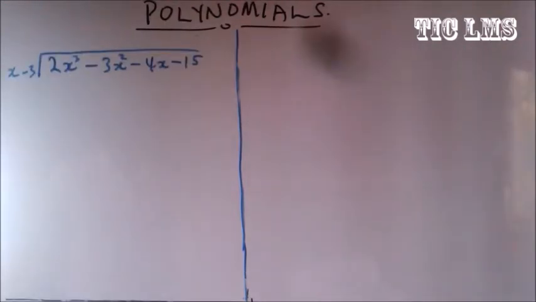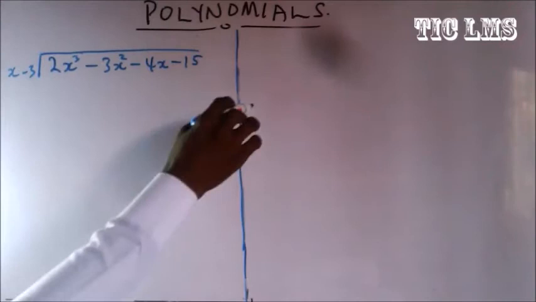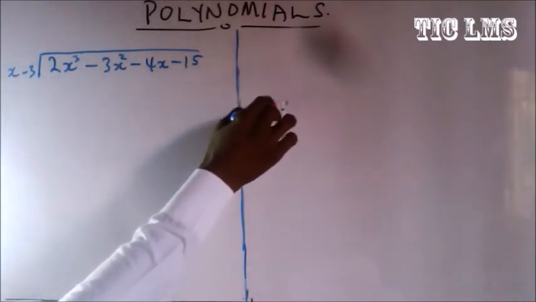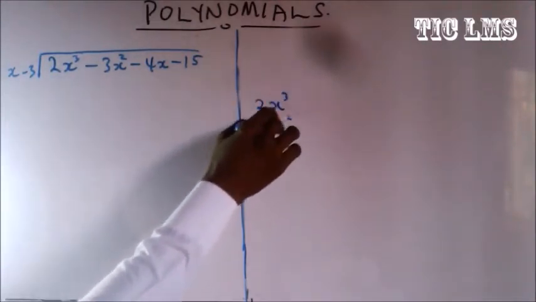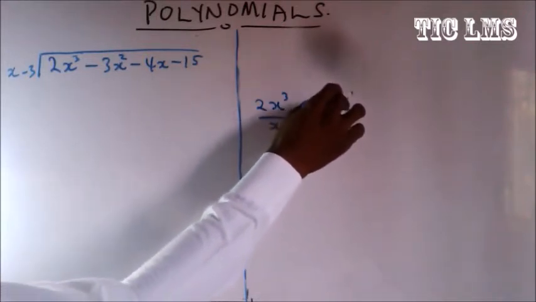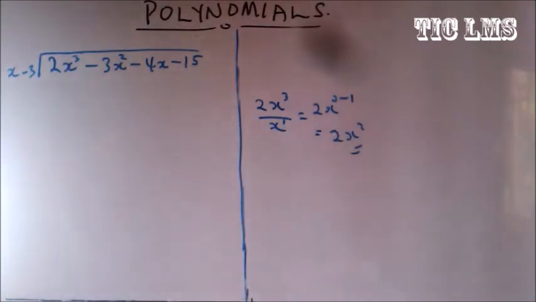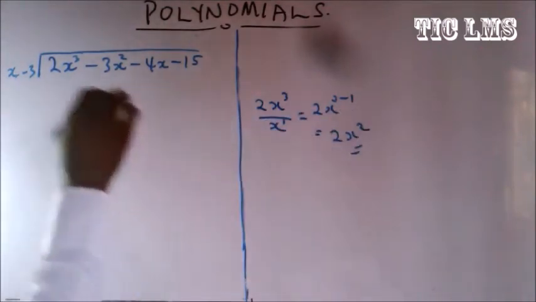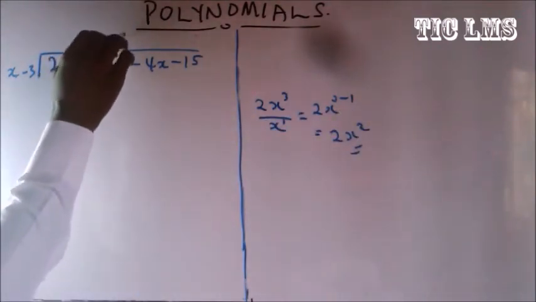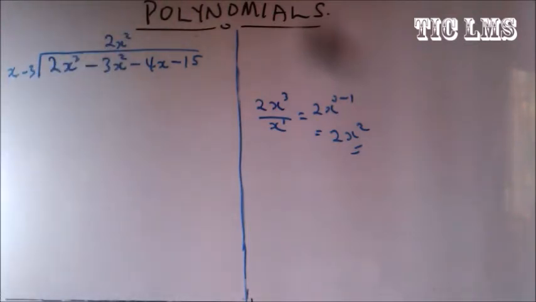We want to divide 2x cubed minus 3x squared minus 4x minus 15 by x minus 3. Alright, so we'll move on gradually. We have x into 2x cubed. That's just like saying 2x cubed divided by x. So we have 2x, 3 minus 1. We have like 1 over here, so that is 2x squared. So x into 2x cubed gives us 2x squared. So we'll place the 2x squared directly under minus 3x squared.